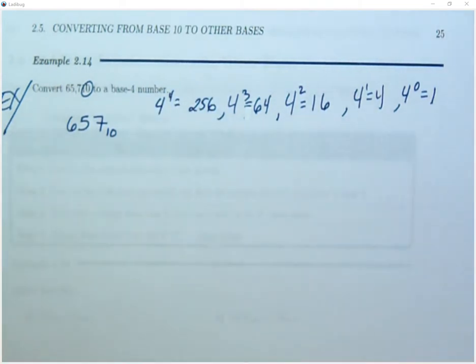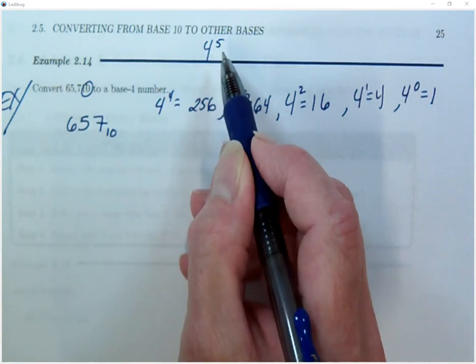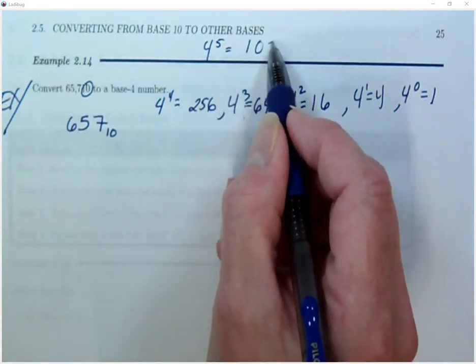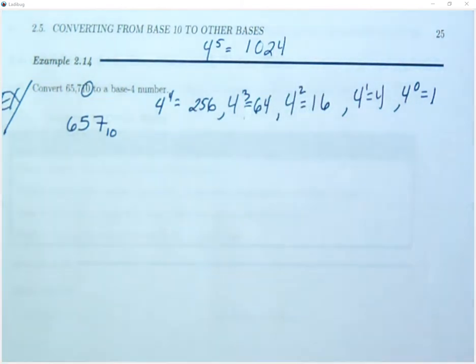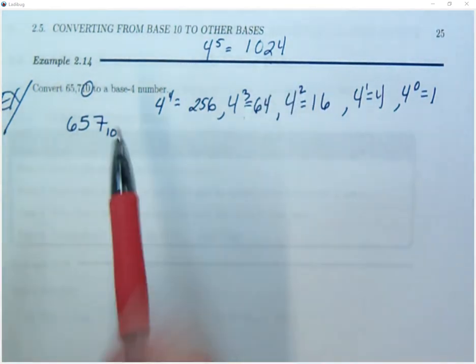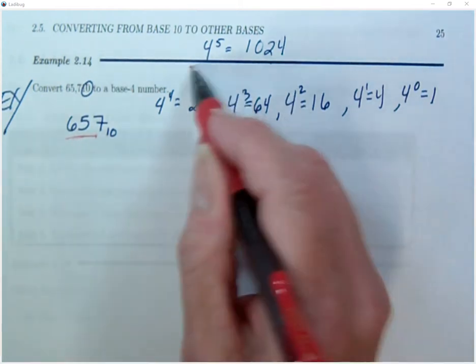And then if we go one bigger, 4 to the 5th is going to be 1024. There is a chart in your book for these, but you just use your calculator. Just start with 4 squared and then times 4 to get the next one, times 4, and so on and so forth. So we can see here this number is way too big to fit into the 657. So we can't use that one.